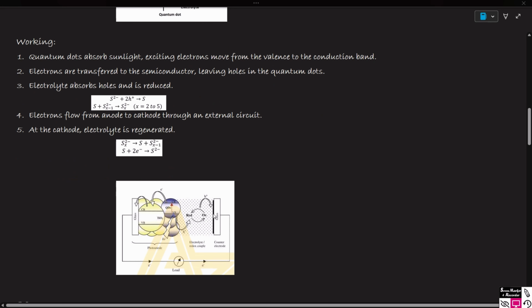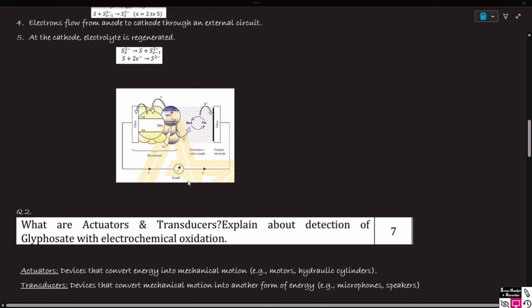This is the diagram you need to draw, or else you can create your own diagram if you think this is a bit complex, or it would be better to draw this diagram only. Okay, so moving to the next question.